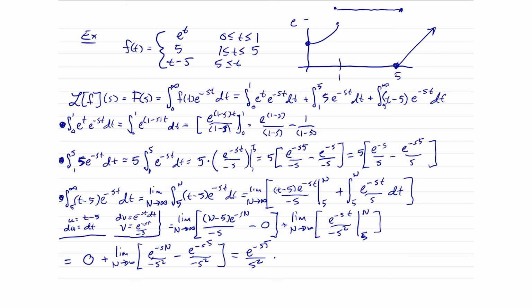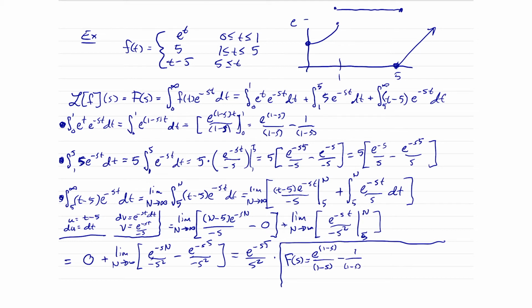So now all we need to do is add them back together, and we get the Laplace transform for f. So that gives us capital F of s is equal to, the first one is going to be e to the 1 minus s divided by 1 minus s. Let's clarify that a little bit. 1 minus s, there we go. And then we get minus 1 over 1 minus s.